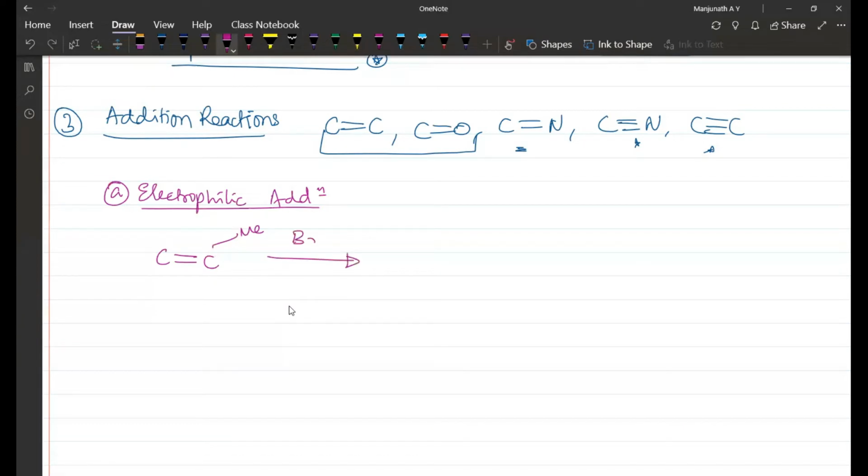Suppose I am adding bromine to propene in the presence of CCl4. What is the purpose of CCl4? CCl4 actually stabilizes the bromine molecule and does not allow oxidation reaction. See, bromine also can show oxidizing properties. So to avoid that, we use a neutral solvent.